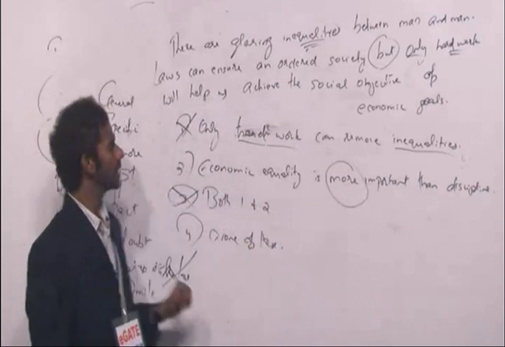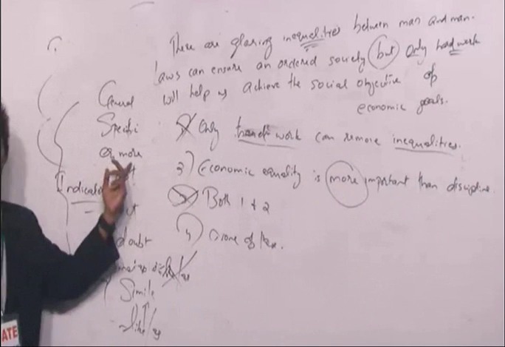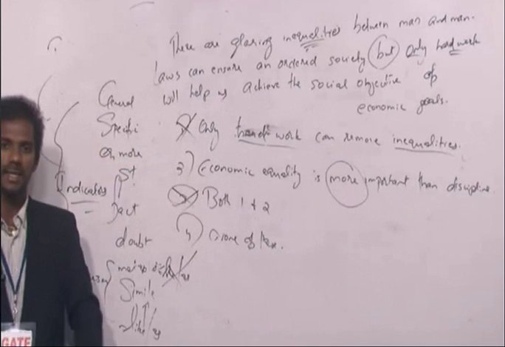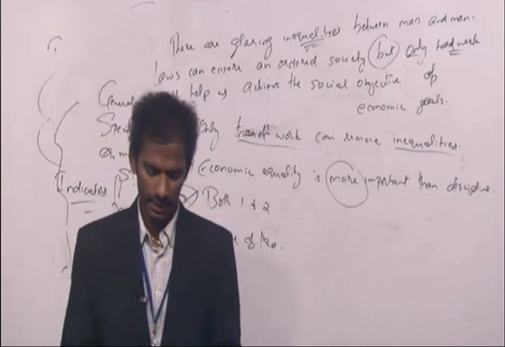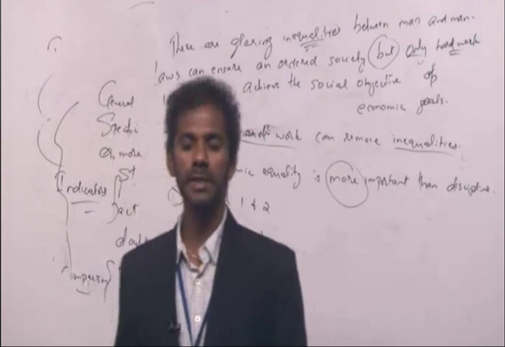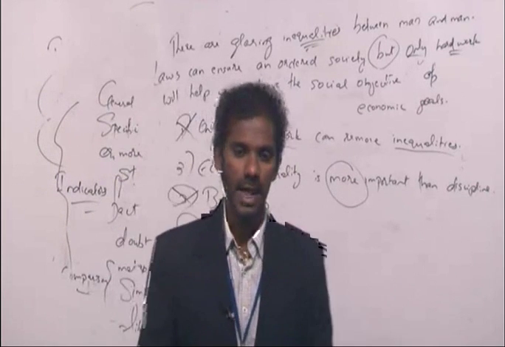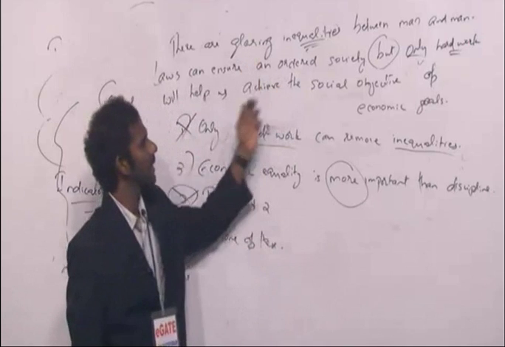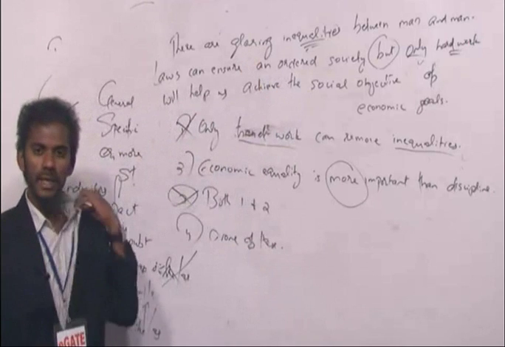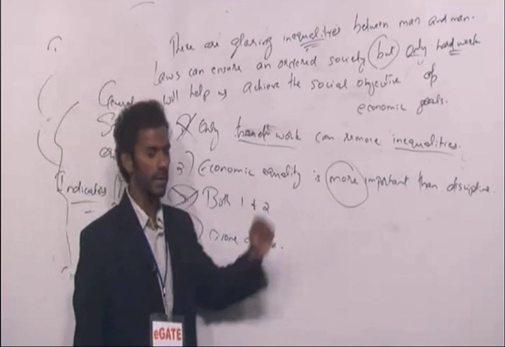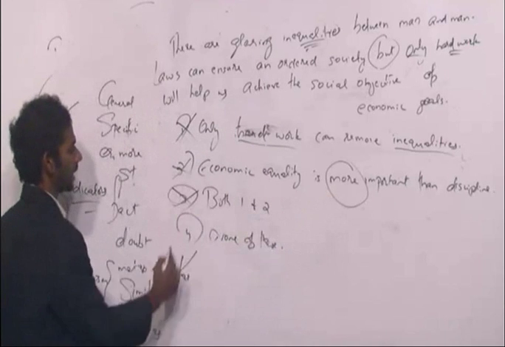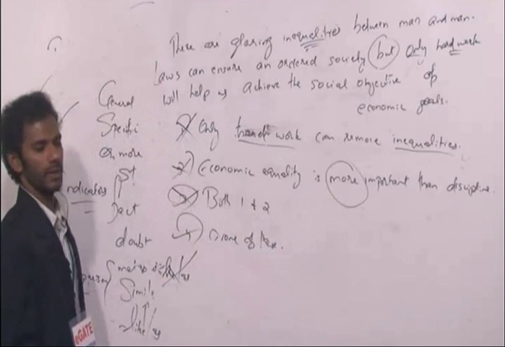More is a comparative degree adjective. As I said, if there is a comparative degree adjective in the option, there must be a comparative degree adjective in the question. Clear? Is there any comparative degree adjective in the question? In the question, there is no comparative degree adjective. So because of this simple concept, 2 is also eliminated. Answer must be 4, none of these.